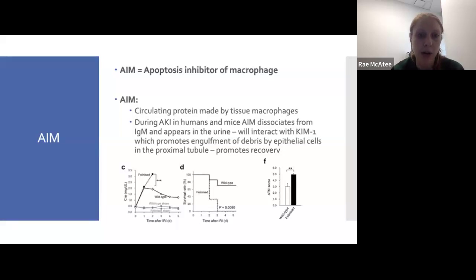The wild type, their creatinine kind of plateaus and then they see some improvement. The felinized mice have progressive elevations in their creatinine. And then for survival, none of the felinized mice survived, and the wild type had greater survival. And then the acute tubular necrosis scores as well are higher in those felinized mice.